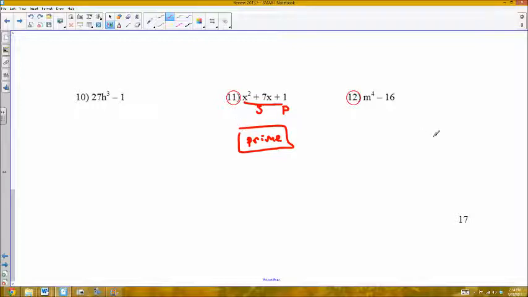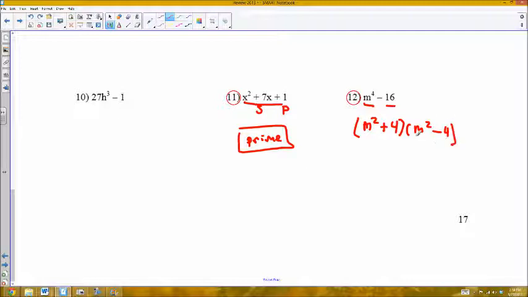So that's it. The last one, m to the 4th minus 16. Notice again, this is a difference of two squares, because m squared times m squared would be m to the 4th, and 4 times 4 would be 16. So this will be m squared plus 4 times m squared minus 4.